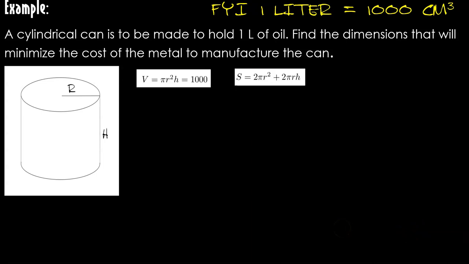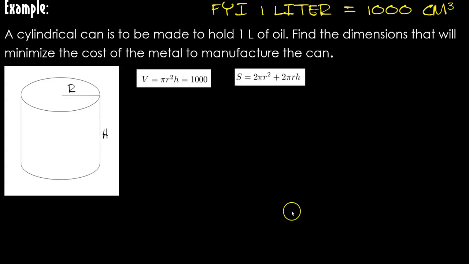So the volume is pi r squared h, and that has to equal 1,000. The surface area, I have 2 pi r squared, which represents the top and the bottom of the can, and 2 pi r h, which represents the outside of the can. It's 2 pi r is the circumference of the bottom, and h gives you the height. Imagine you take a can, cut down the side, and you open it up, you have a rectangle.